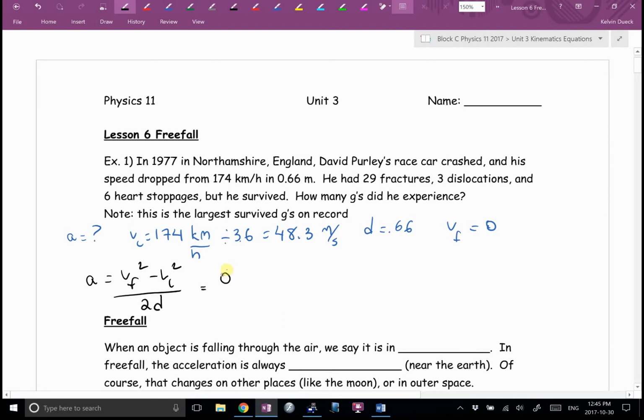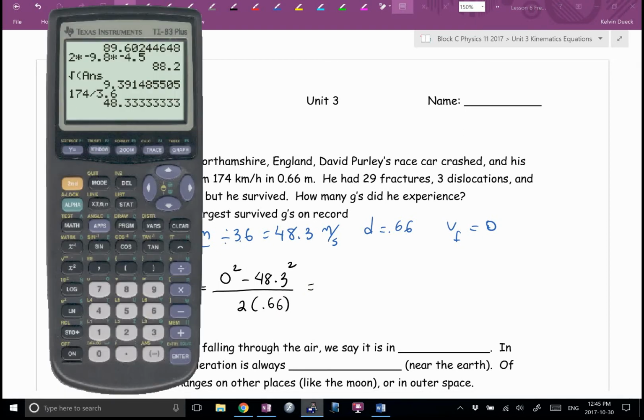0 squared minus 48.3 squared all over 2 times 0.66. Mateo, this is a fraction. Brackets around the top. 0 squared minus... Folks, I noticed that I have 48.3 as my answer, so I'm going to use my answer button instead of going 48.3. I'll use 48.3 repeating. Squared divided by 2 times 0.66. And you get a pretty spectacular answer.